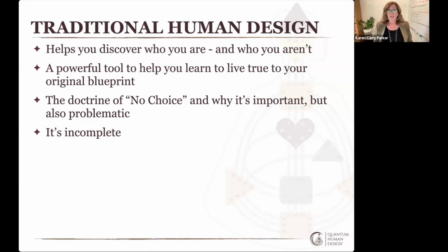The problem with this doctrine that he called no choice, he loved it and he taught it all the time. We have no choice. I have no choice. The problem with no choice is that it's actually not scientifically valid. We actually do have choice.